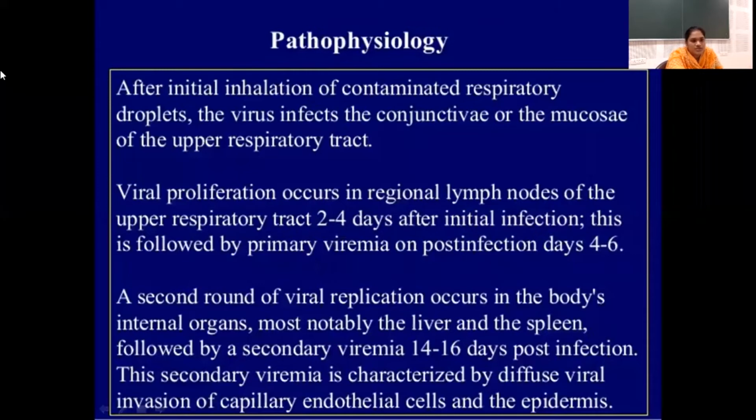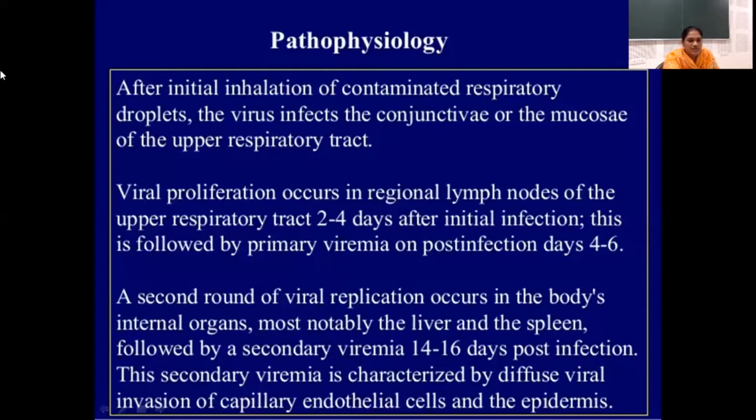Then this is the pathophysiology. After the initial inhalation of the contaminated respiratory droplets, the virus infects the mucosa of the upper respiratory tract. Then viral proliferation occurs in the regional lymph nodes of the upper respiratory tract 2 to 4 days after the initial infection. This is followed by the primary viremia on post-infection days 4 to 6.